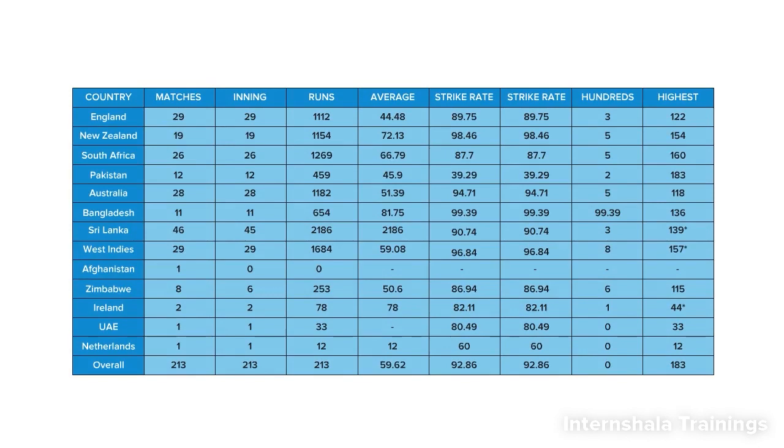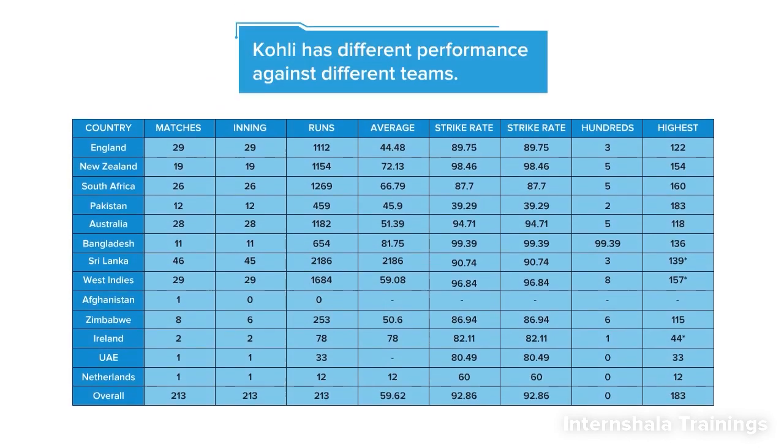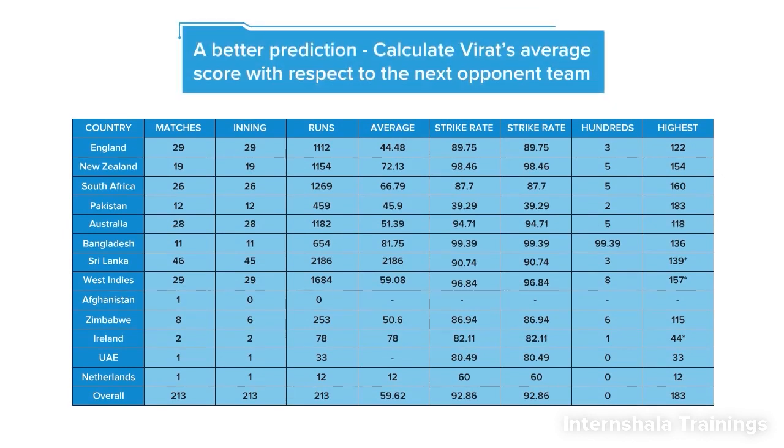But it is possible that he might have different performance with respect to different teams he is playing against. So, a better prediction would be to calculate his average score with respect to the next opponent team.